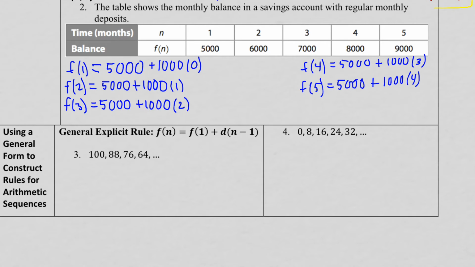So if my position number is n, so that I can come up with the rule, if my position number is n, what is the number that I'm going to be multiplying by? Always one less than that, right? So n minus 1. So it's going to be 5,000 plus 1,000 times n minus 1. And that's the rule. We found the explicit rule.